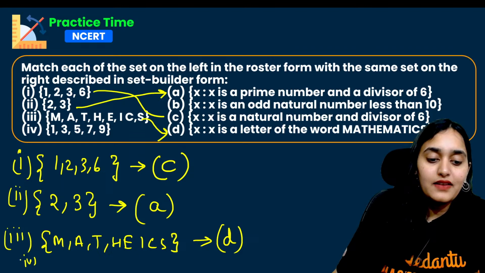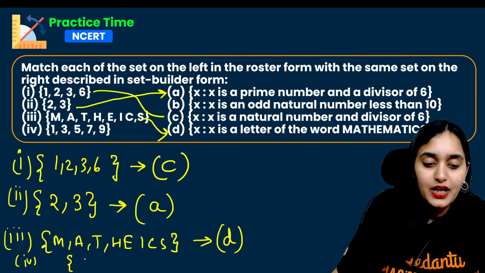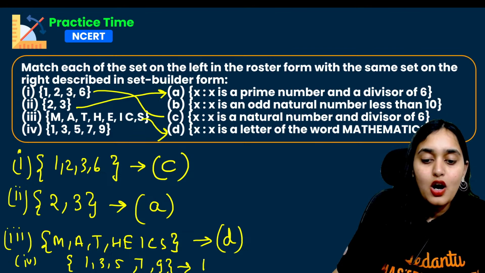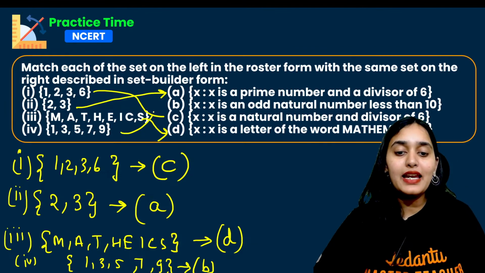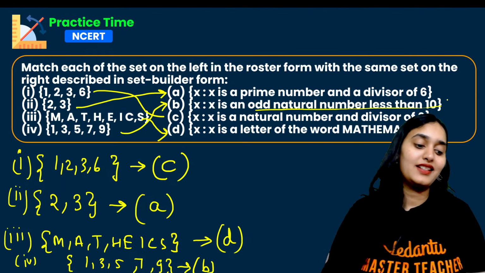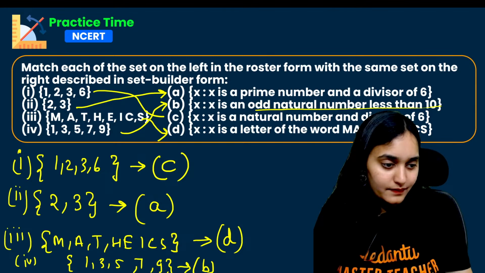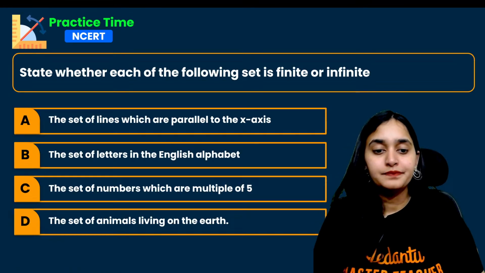And lastly, we have 1, 3, 5, 7, 9. What are they? They are option B. They are odd natural numbers less than 10. Clear to everybody? Understood? Great.